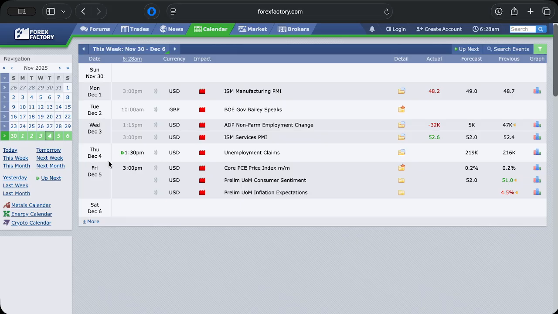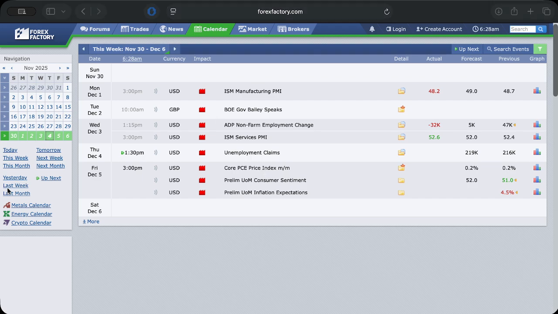So today's Thursday. We have our impact news at 1:30 for the US, which is unemployment claims. This is the only piece of news we have today that is of importance. This one could cause a bit more volatility in the market.